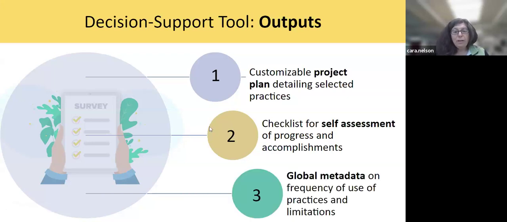The third output would be data that we would have from everyone who opted in. So we'd have global metadata on the frequency of use of practices and limitations. So perhaps nobody knows how to do stakeholder mapping. And that could be used for capacity development, you know, a wealth of information that we could use in a variety of ways, reconsidering the next version of the standards of practice. Okay, next slide.